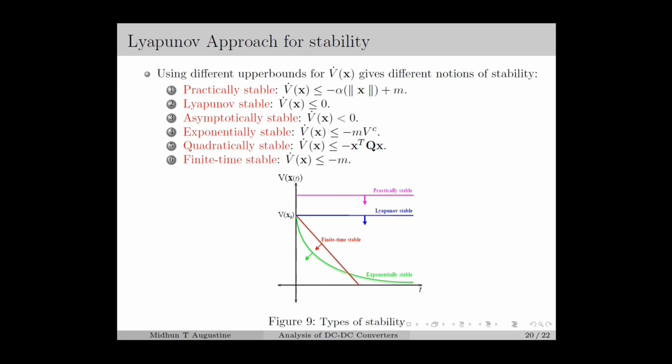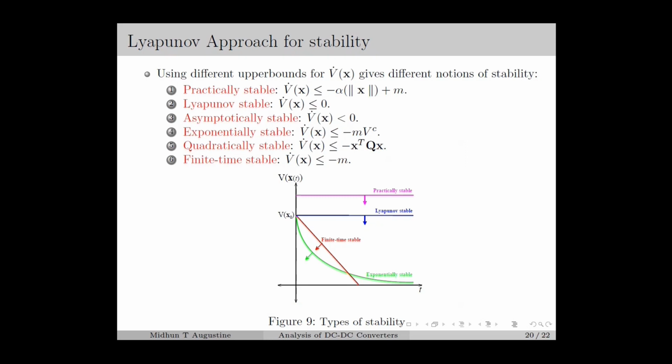Then we have exponentially stable, for which V dot of x is less than or equal to minus m times V raised to c, where m and c are finite positive constants. Similarly, we have quadratically stable, for which V dot of x is upper bounded by minus x transpose Qx, where Q is a positive definite function. And finally, we have finite time stable, for which V dot of x is less than or equal to minus m.